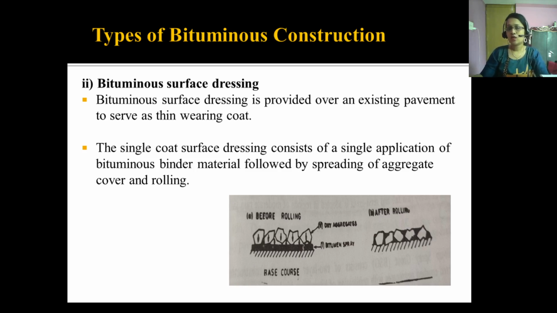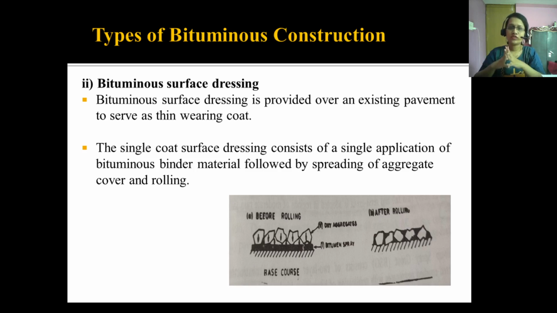The single coat surface dressing consists of a single application of bituminous binder material, which is followed by spreading of aggregate cover and rolling. So you can see here this is before rolling and this is after rolling. When the surface dressing is done in 2 layers, it is called a 2-coat bituminous surface dressing. And where better adhesion is required, aggregates pre-coated with bituminous binder are used in conventional surface dressing, and this technique is known as bituminous surface dressing with pre-coated aggregates.